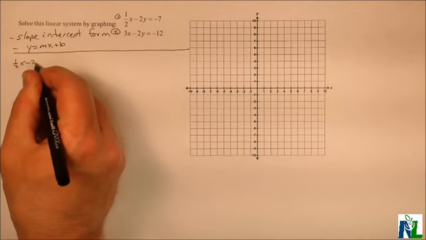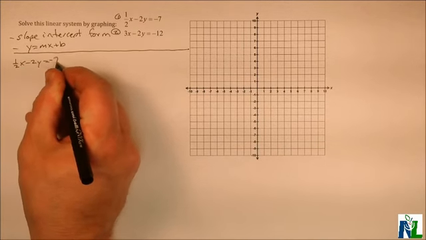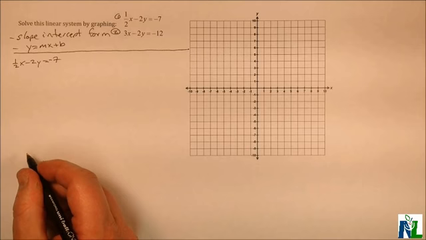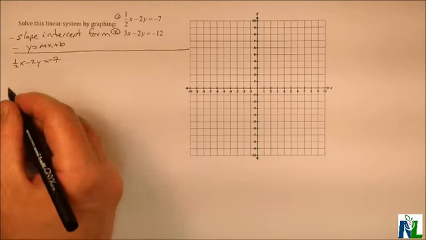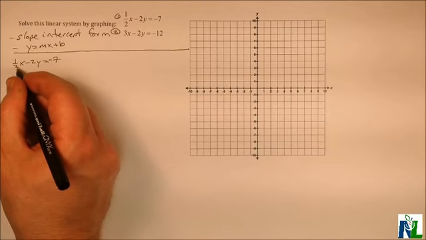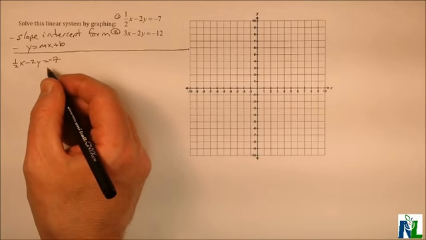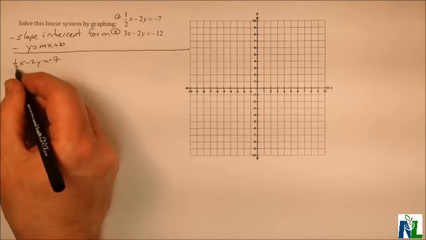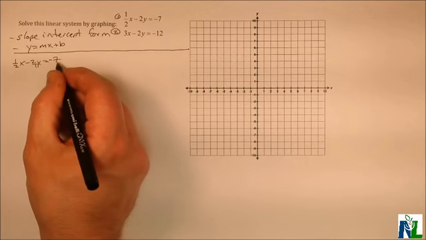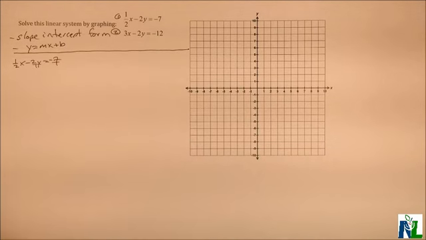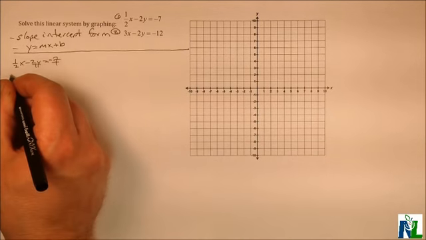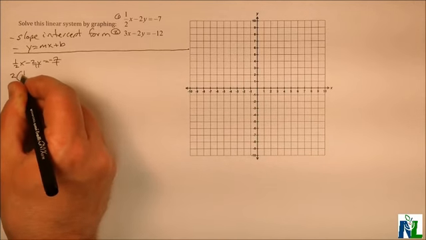Half x minus 2y equals negative 7. Well, the first thing I'm going to do is eliminate this fractional coefficient. To do that, I've got to consider the least common multiple of the denominators. The denominator here is 2, the denominator here is 1, the denominator there is 1. So the least common multiple of those three denominators is 2. So I'm going to multiply the full equation by 2.